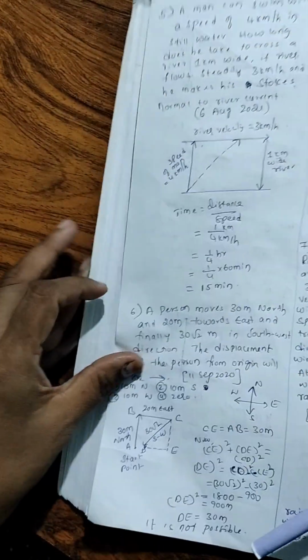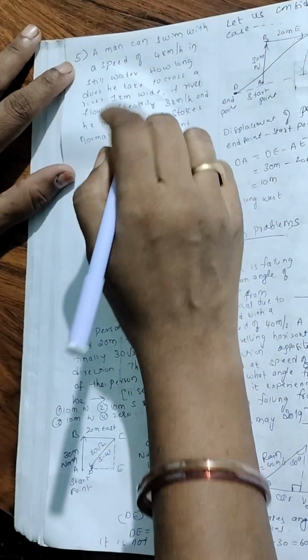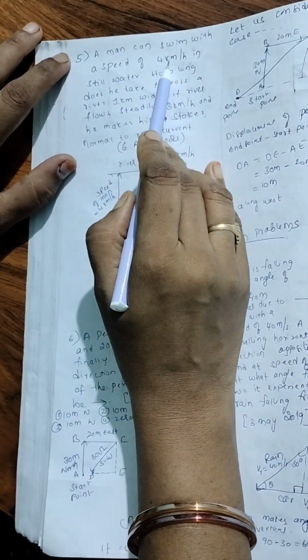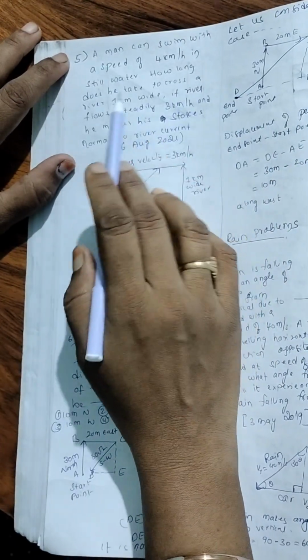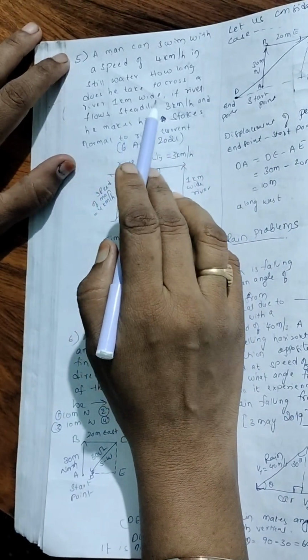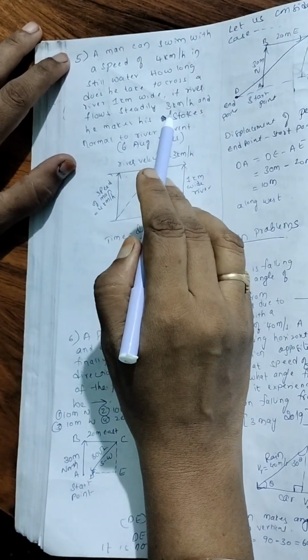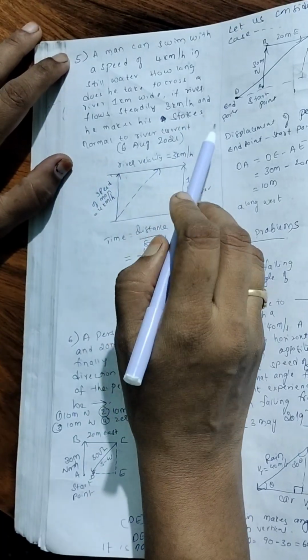Now next, a man can swim with a speed of 4 km per hour in still water. How long does he take to cross a river 1 kilometer wide, if the river flows steadily at 3 km per hour and he makes his strokes normal to the river?